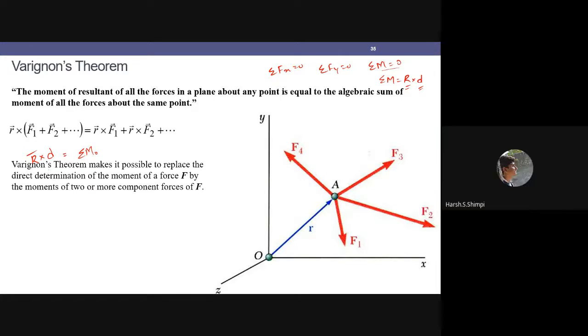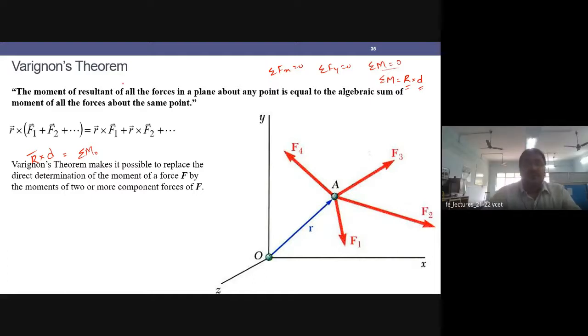So sigma Fx equals 0, sigma Fy equals 0, and sigma M equals 0; we took all three equal to 0 for the parallel case. What Varignon's theorem tells me is that sigma Fx is 0 and sigma Fy is 0, there is no change in that. But instead of sigma M equal to 0, it is to be replaced with sigma M equal to the moment of the resultant. The net moment of all the forces will be equal to the moment of the resultant of that same system of forces.